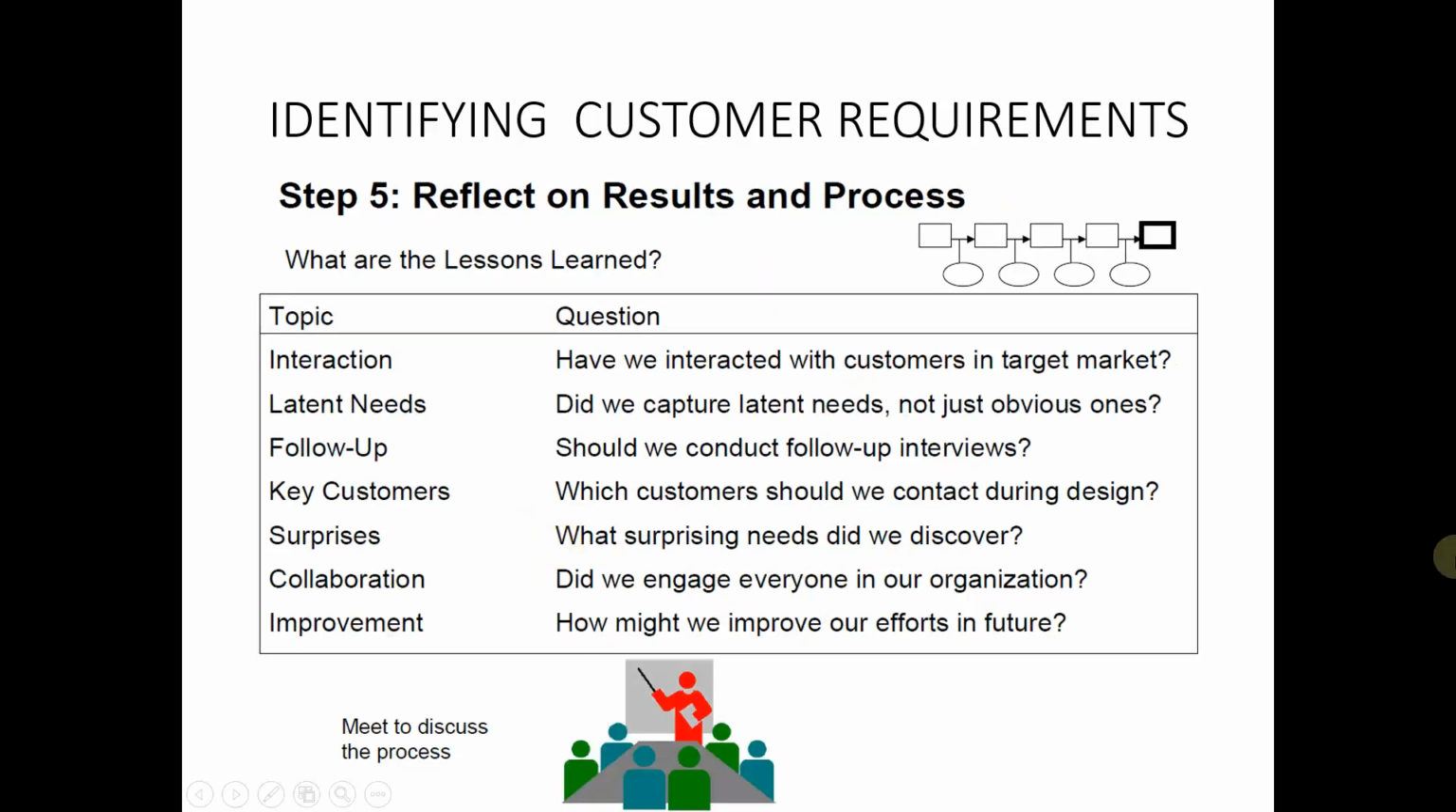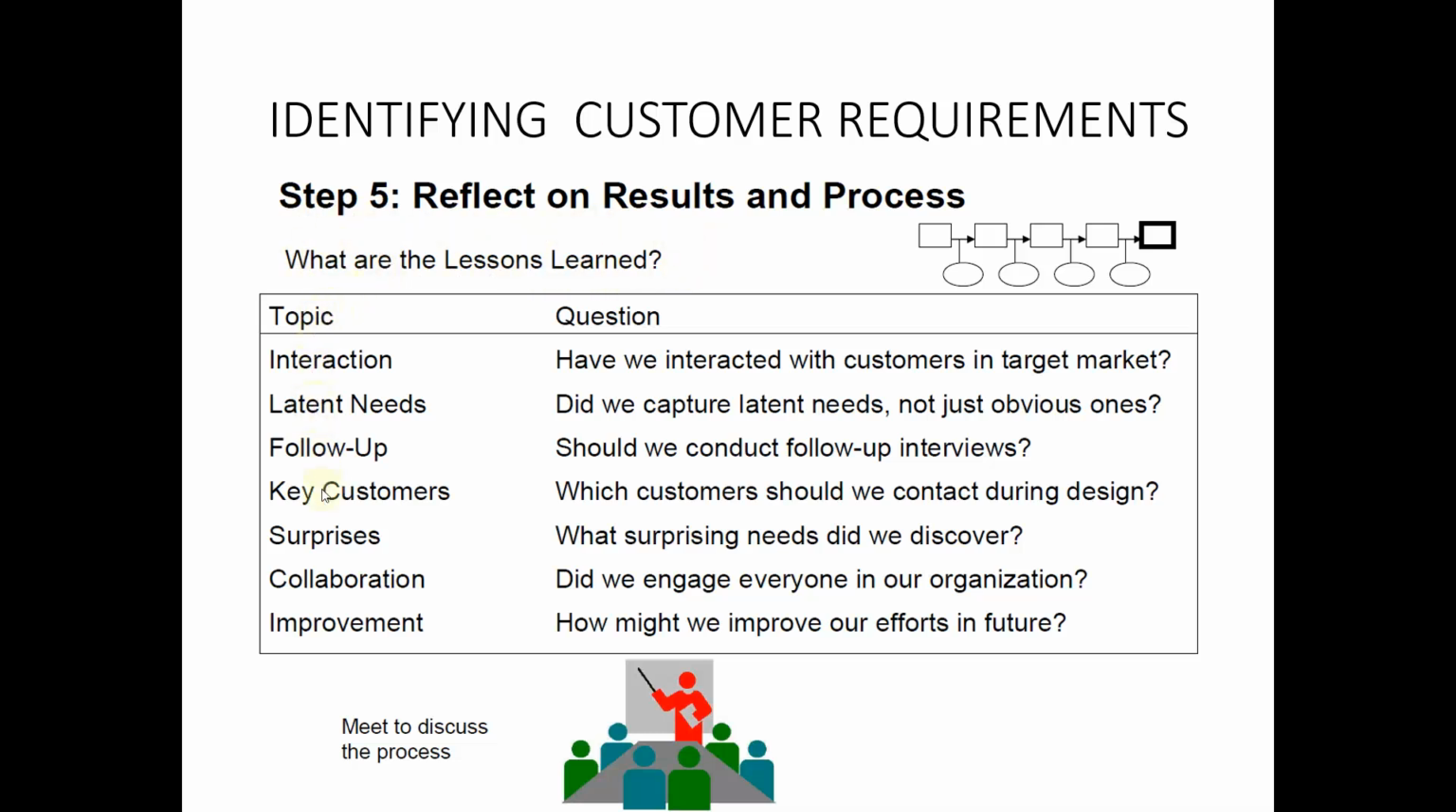Finally, we need to reflect on the results and processes. Reflect in the sense that we should document and show the entire team what processes were conducted, what information was gathered, and what the results are. So what are the lessons learned from the exercise? After all these steps, what are the things they have learned?